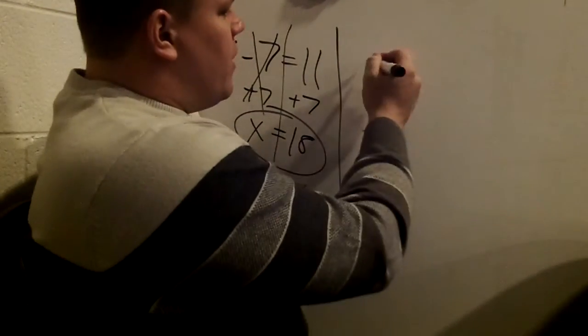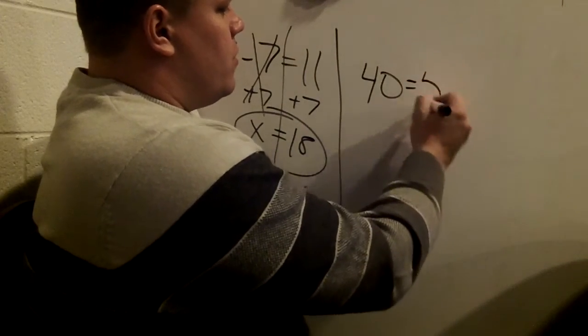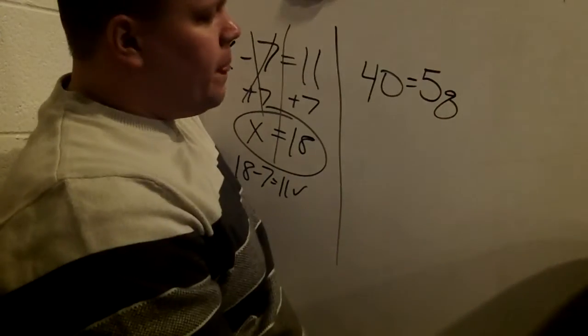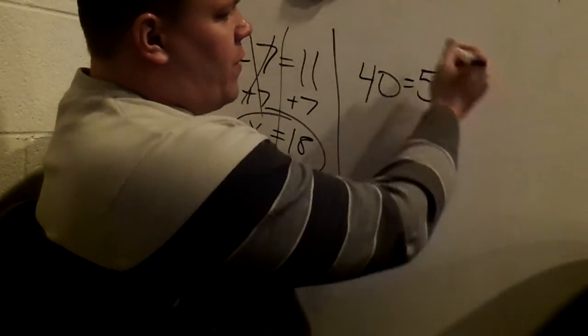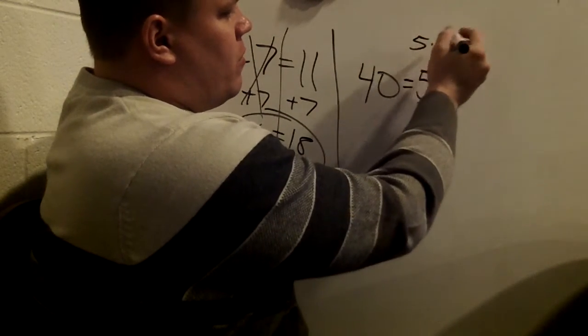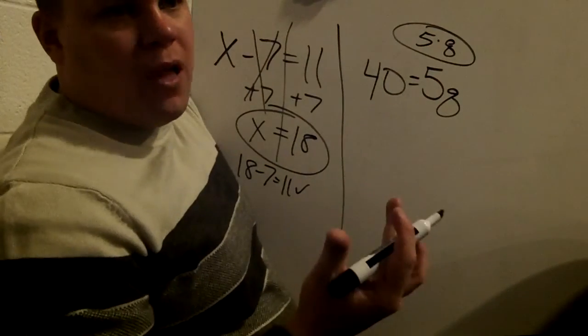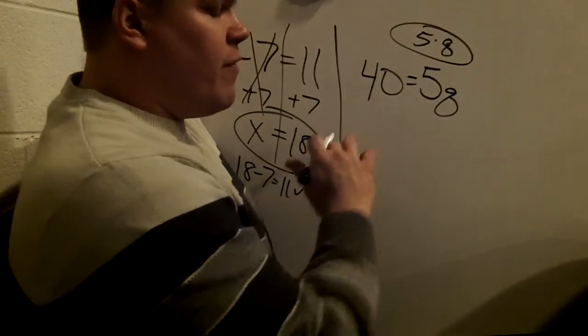So here's another example. How about 40 equals 5 cubed? That's not an 8. Well, this is just another way of saying 5 times q. So what's the opposite of multiplying something by 5? It would be to divide by 5.